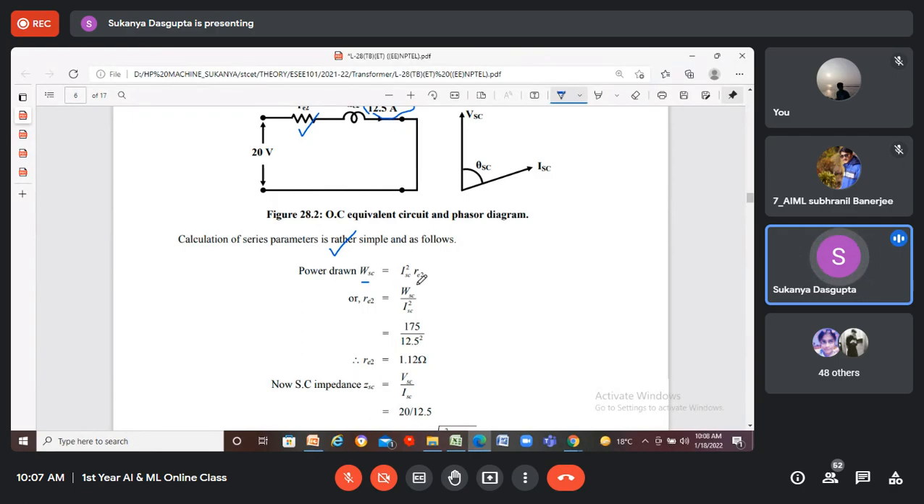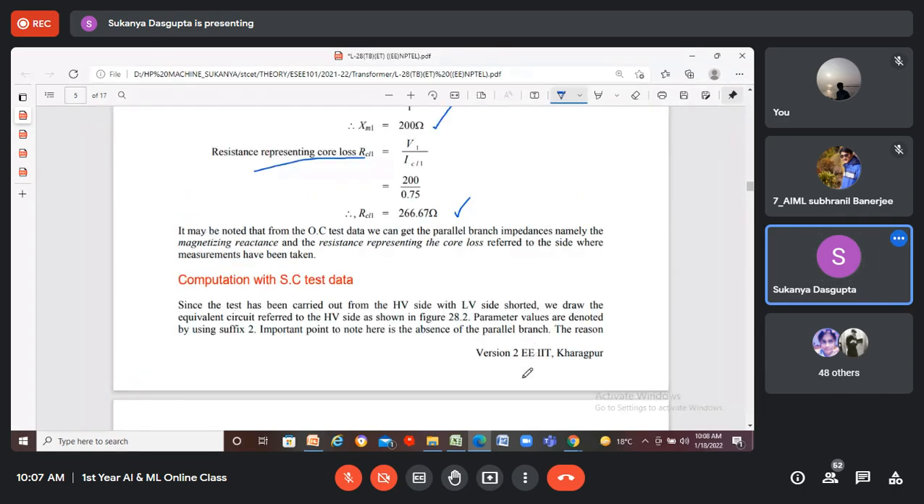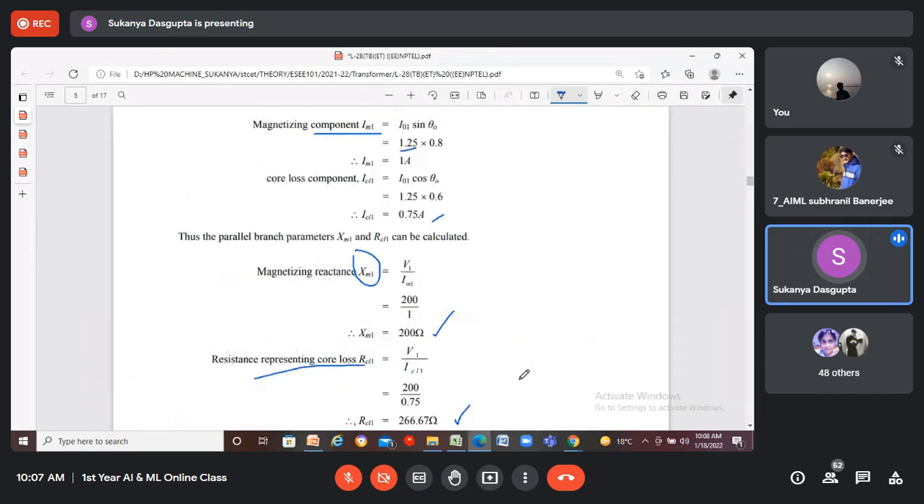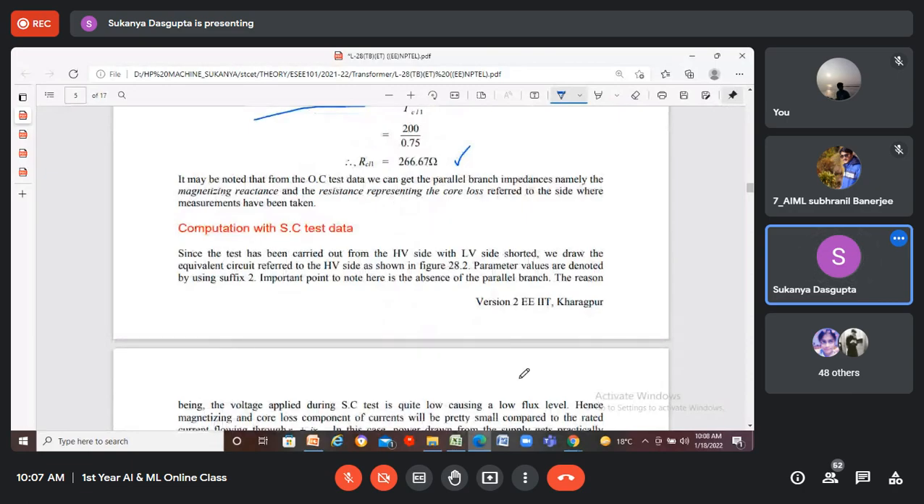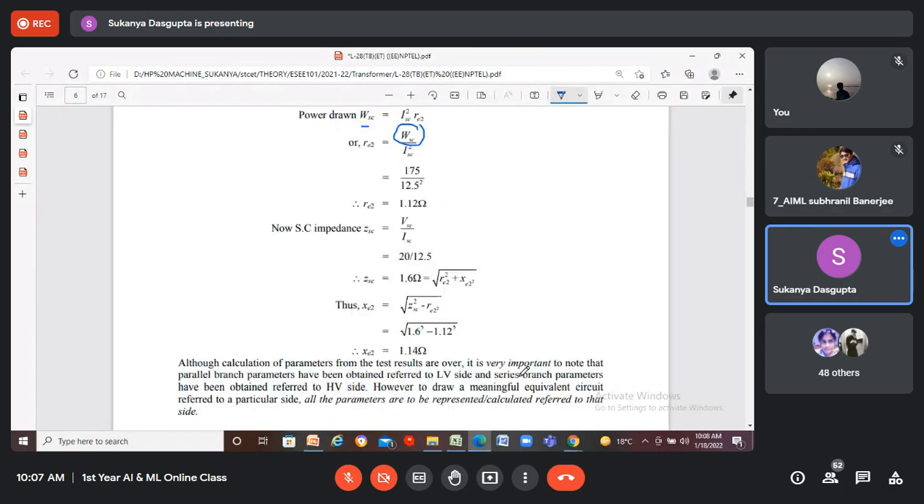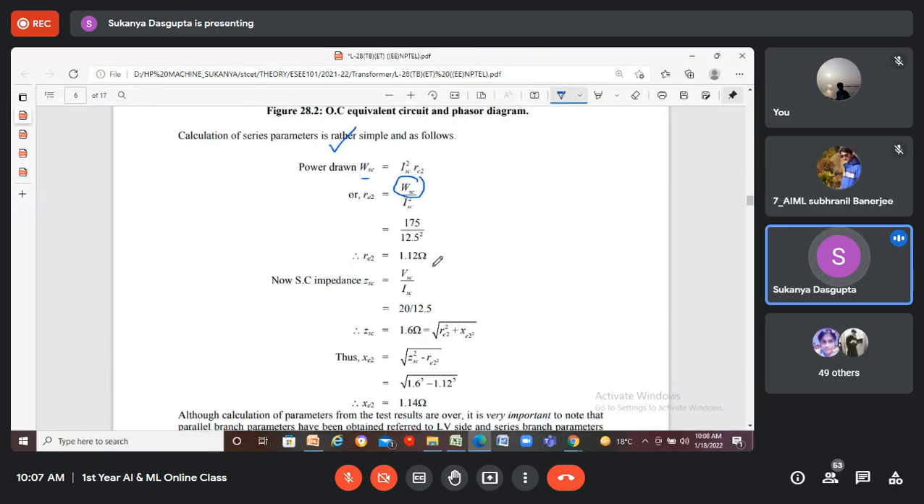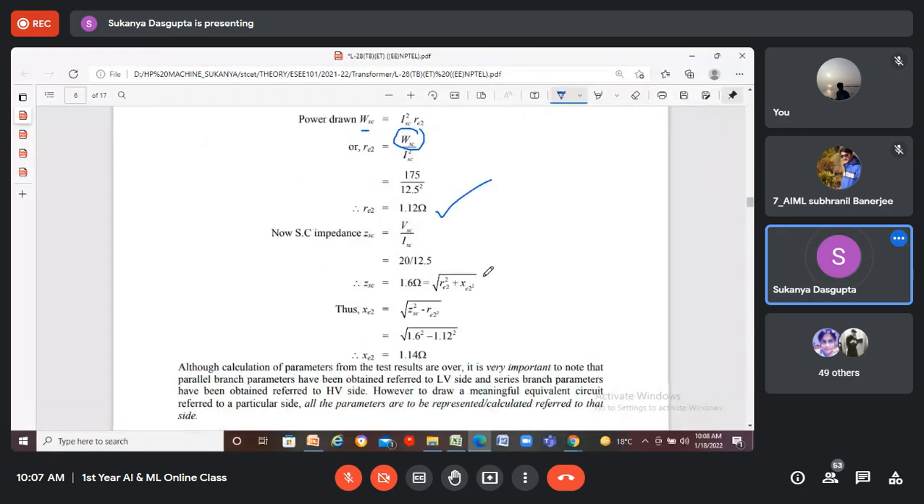So it's now 175 equals RE2 times 12.5 squared. WSC is given in the problem as 175 watt, which is just the copper loss. That will be given in the problem. Okay. And ISC is given as 12.5. So it's now 1.12 ohm.